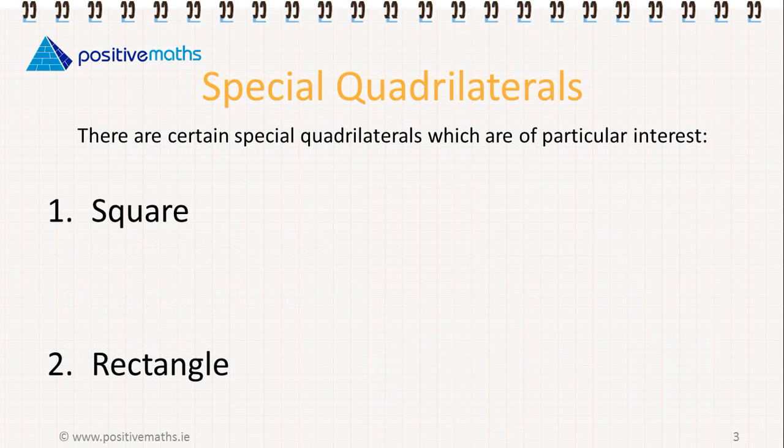There are certain special quadrilaterals which are of particular interest. The first one we'll discuss is a square. We know that the sides of a square are all equal in length, so that's why we have these two dashes on each line. If these two dashes are on each line, it means all of them are the same. We want to notice as well that all of the angles in a square are right angles.